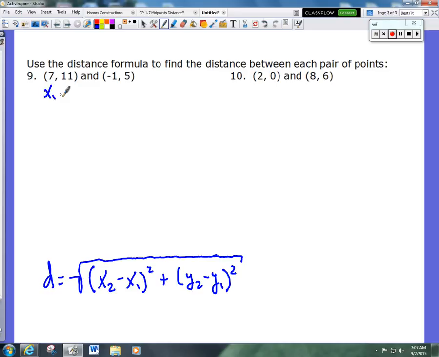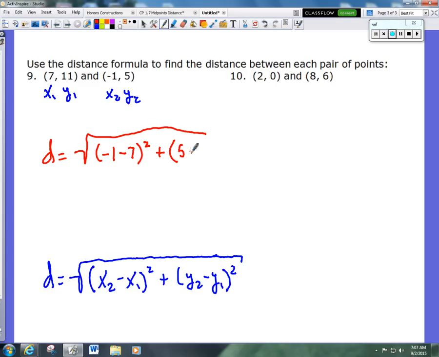So I have x1, y1, x2, y2. And then I'm just going to simply plug these things in down here. So the distance is equal to the square root of x2, which is negative 1, so I have negative 1 minus 7 squared, plus y2, which is 5, minus 11 squared.